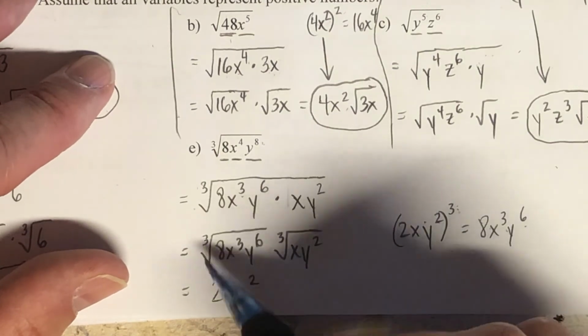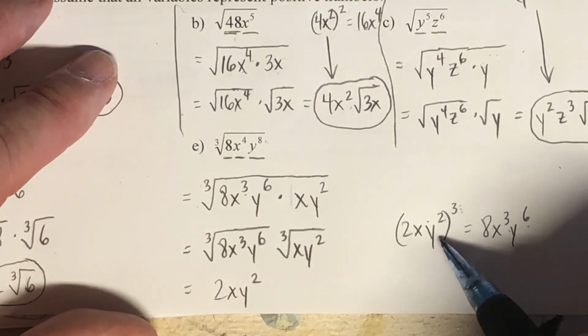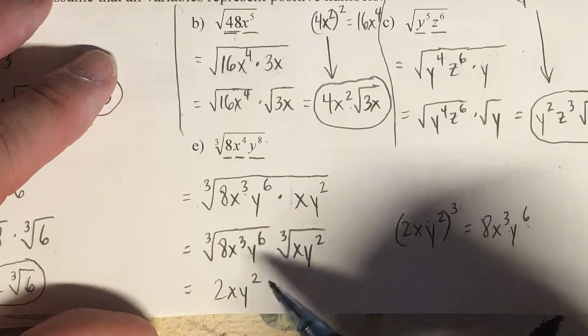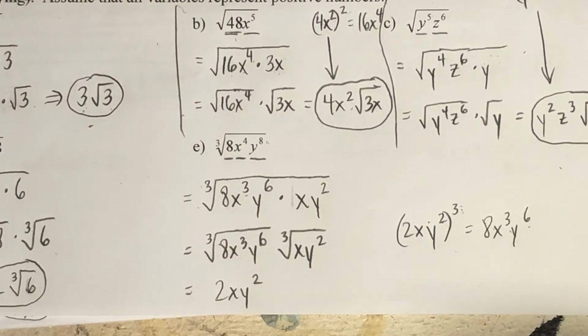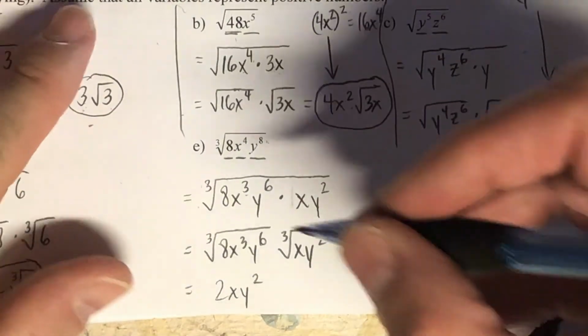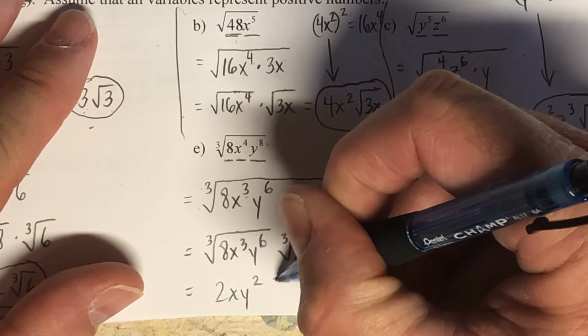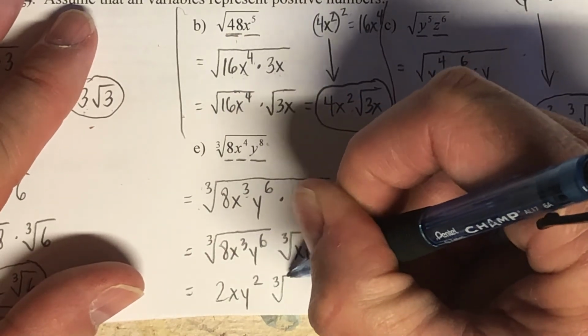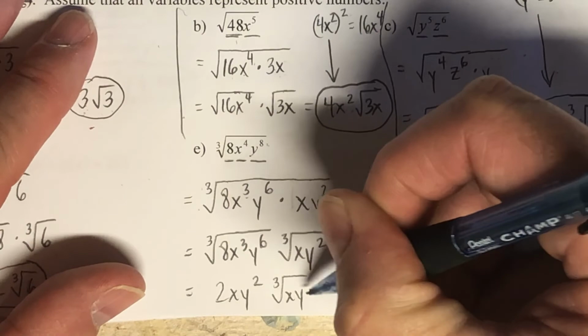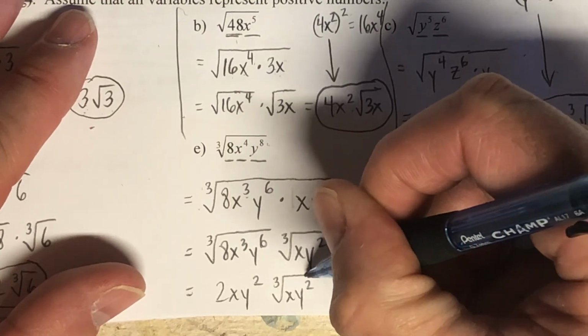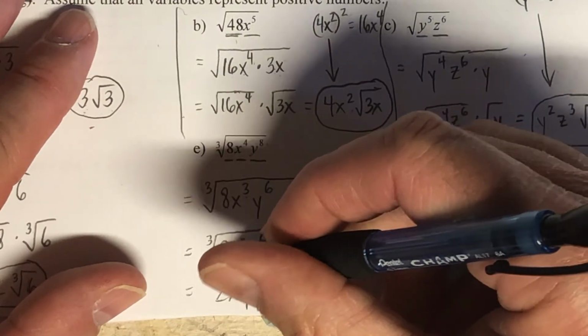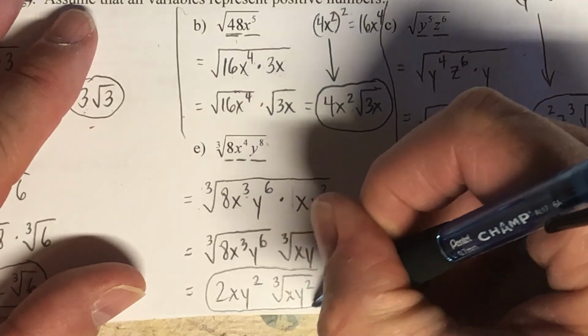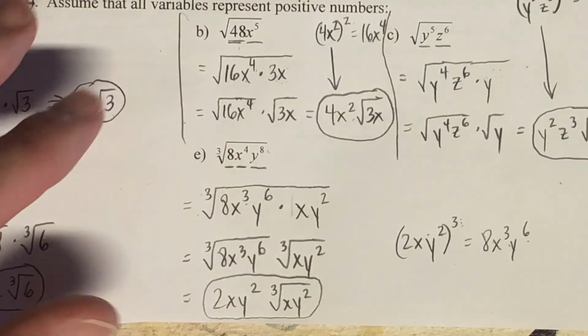You evaluated the radical. You figured out what was taken to the third power to equal that. So that radical is gone because we figured out what the cube root was equal to. And then the second radical stays the same, right? Just like we've been doing. And so that is simplifying radicals, you guys.